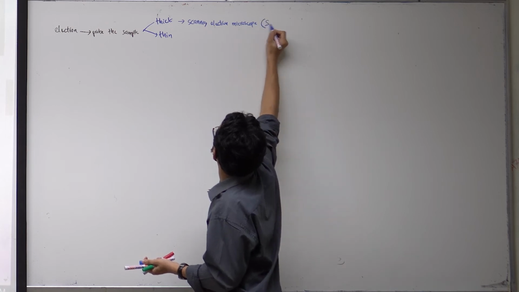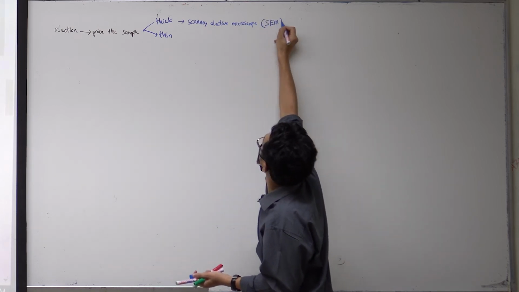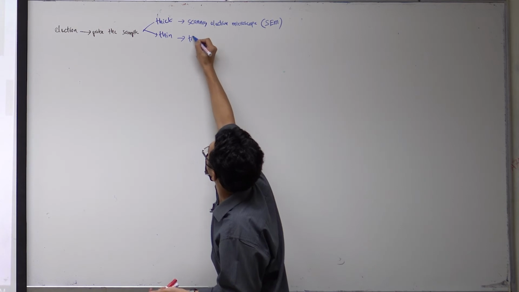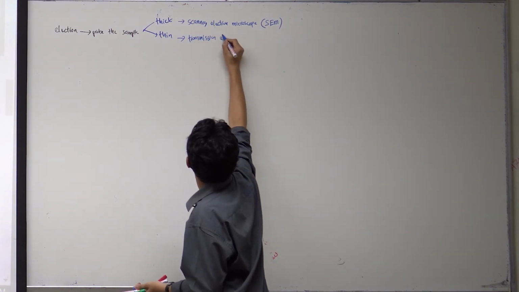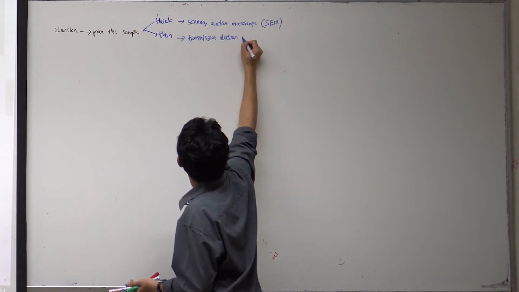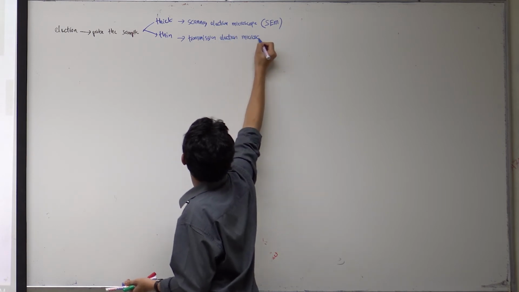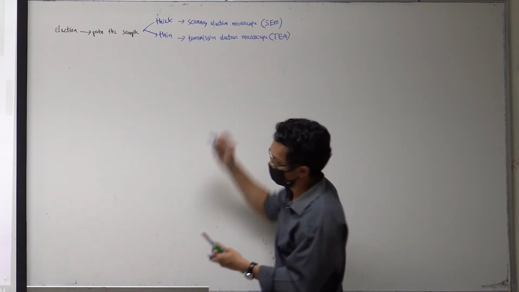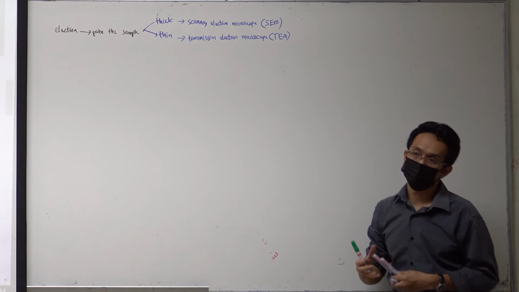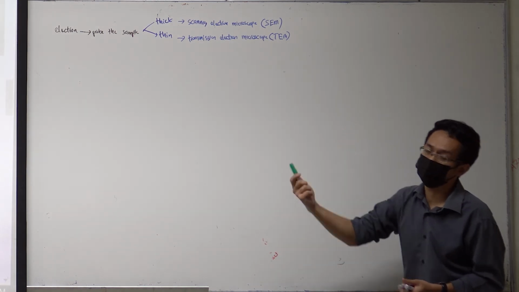Okay, or SEM. For thin samples, people use transmission electron microscope. They call it TEM. TEM is like your normal microscope, but they just use electrons instead of light.